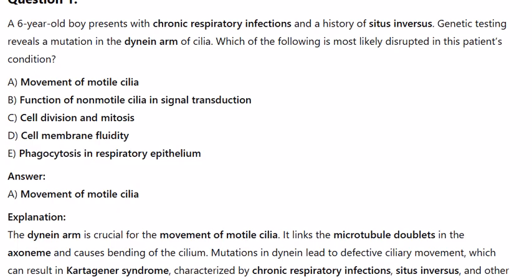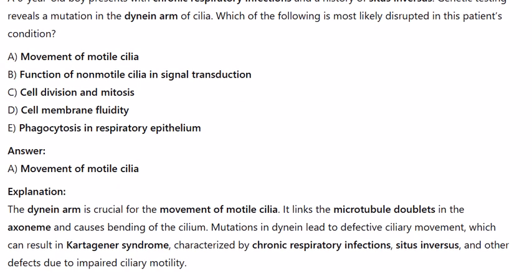Explanation: the dynein arm is crucial for the movement of motile cilia. It links the microtubule doublets in the axoneme and causes bending of the cilium. Mutations in dynein lead to defective ciliary movement, which can result in Kartagener syndrome, characterized by chronic respiratory infections, situs inversus, and other defects due to impaired ciliary motility.